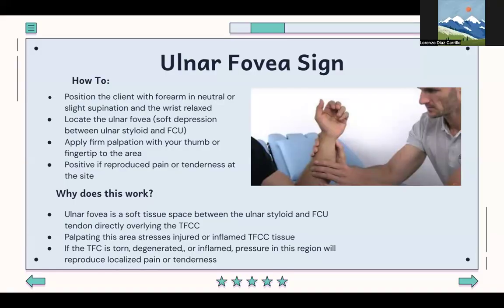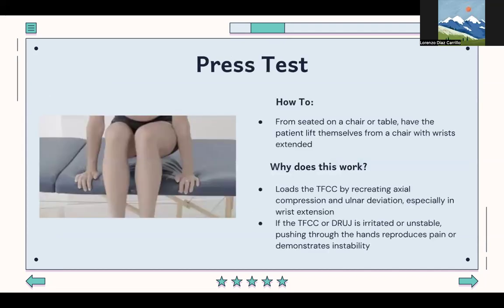Again, in a healthy TFCC, this palpation is typically not painful, but if there is a tear, inflammation, or degeneration, the client will almost always report a sharp or localized pain when you press into that fovea. That's why it's considered one of the most sensitive clinical signs for detecting TFCC pathology. This test is especially helpful when a client doesn't have swelling or obvious dysfunction, but still complains of ulnar-sided pain with tasks like lifting, rotating, or pushing through the wrist. As an OT, this helps guide us towards appropriate splinting, activity modification, or referral for imaging, depending on each individual case.